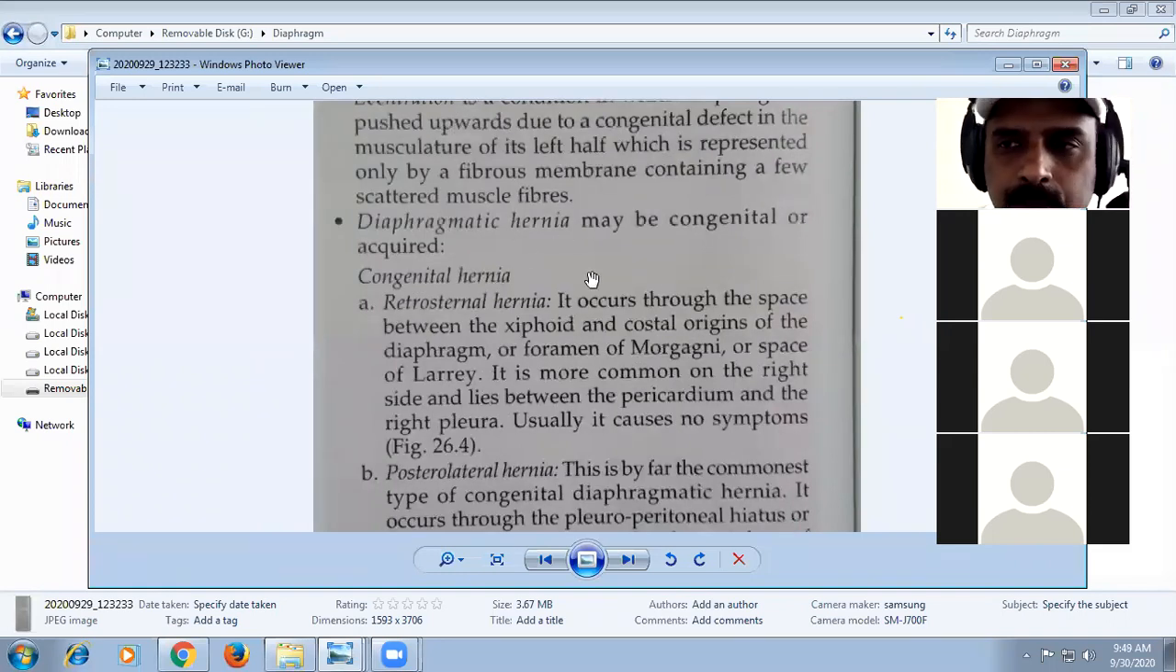Hernia is the, can anyone tell me the definition of hernia? Anyone, unmute and tell me, what is a hernia?